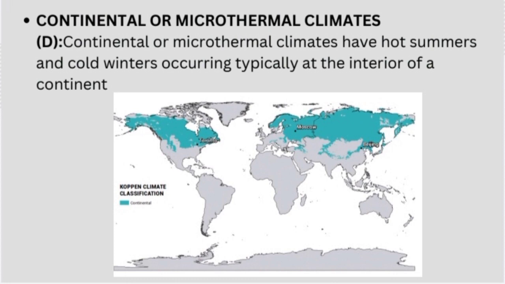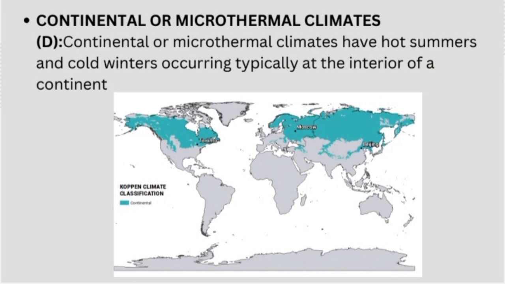Continental climate refers to a climate type that is found in the interior regions of continents, away from the moderating influence of large bodies of water. It is typically characterized by a wide range of temperature throughout the year, with cold winters and hot summers. The temperature difference between summer and winter can be quite significant.